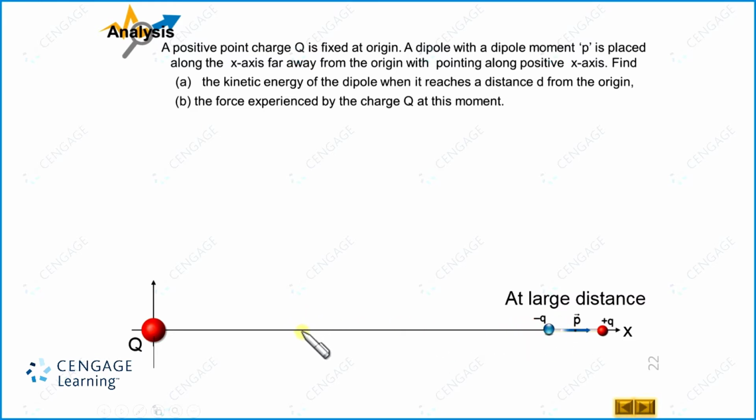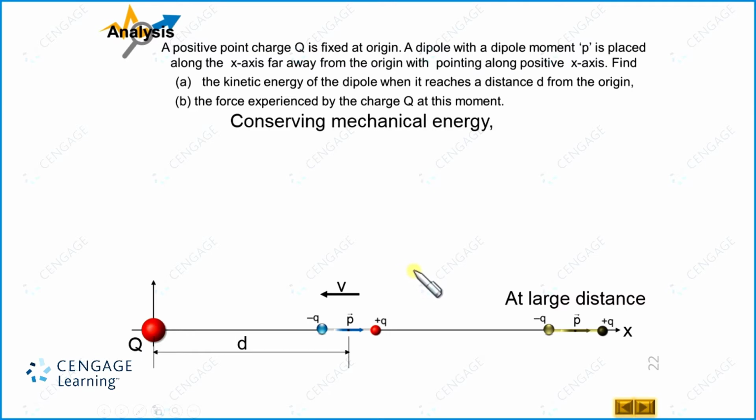Okay, so let us release this dipole like this, and it has reached this position at a distance d, and at this time the velocity of this dipole, say, is v. This is at a distance small d. As we know, the mechanical energy will remain conserved. That means we can apply conservation of mechanical energy, that is, the initial potential energy plus initial kinetic energy is equal to the final potential energy plus final kinetic energy.